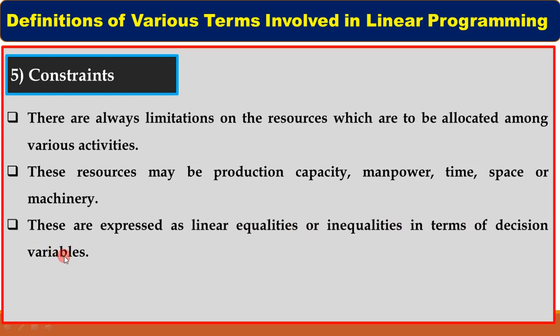So in the general form of the mathematical model, we have seen the constraints represented by gi(x1, x2, xn) less than or equal to, equal to, or greater than or equal to bi. That means these constraints are linear equations, either with equalities or inequalities. An inequality may be of type less than or equal to or greater than or equal to.